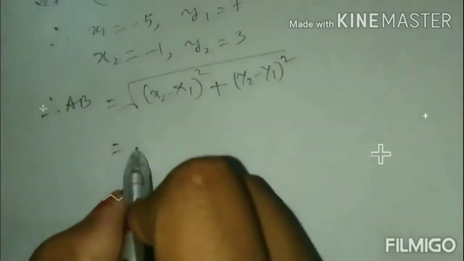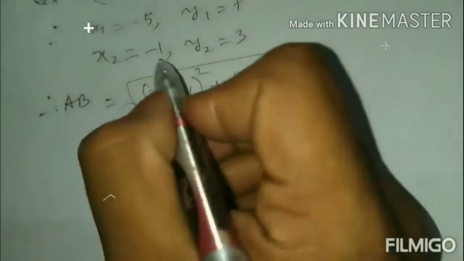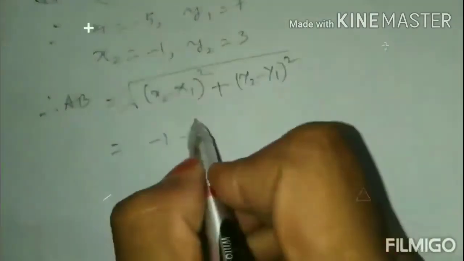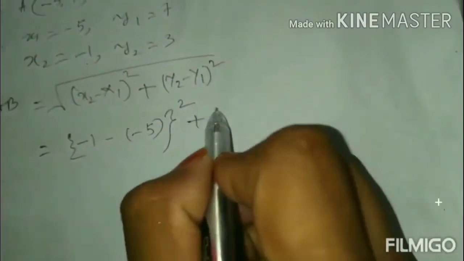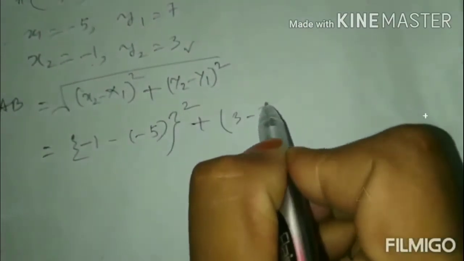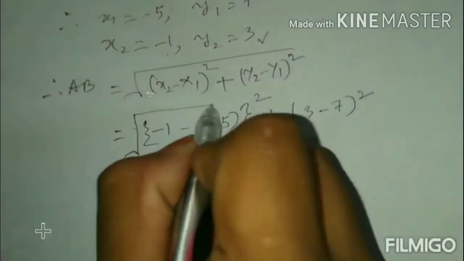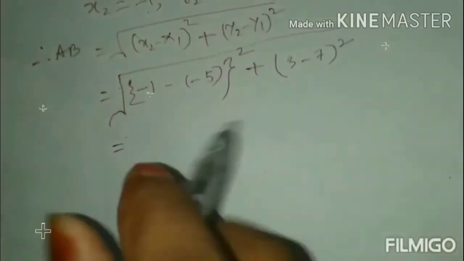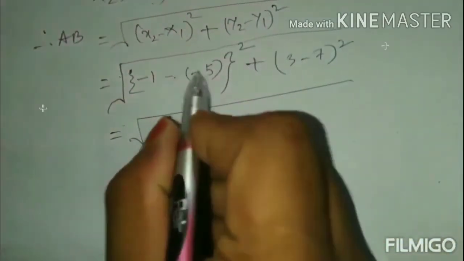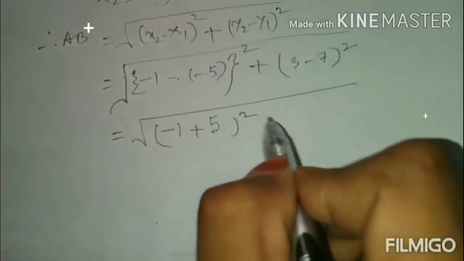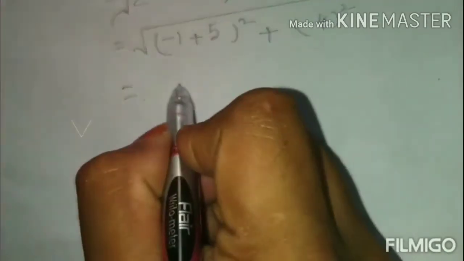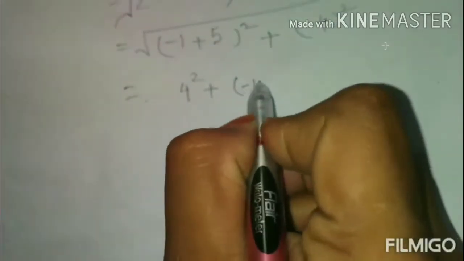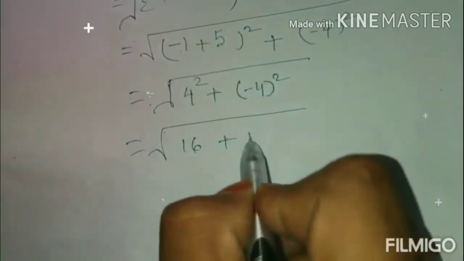So x2 will be what? Minus 1, minus here, minus 5, whole square, and plus y2, which is 3 minus 7, whole square. So that will be root over. Now what are we getting? Minus 1 minus minus 5, that is plus 5, whole square, plus 3 minus 7 is minus 4, whole square. So minus 1 plus 5 means 4 square, and that is minus 4 square. 4 square is 16, minus 4 square is 16.